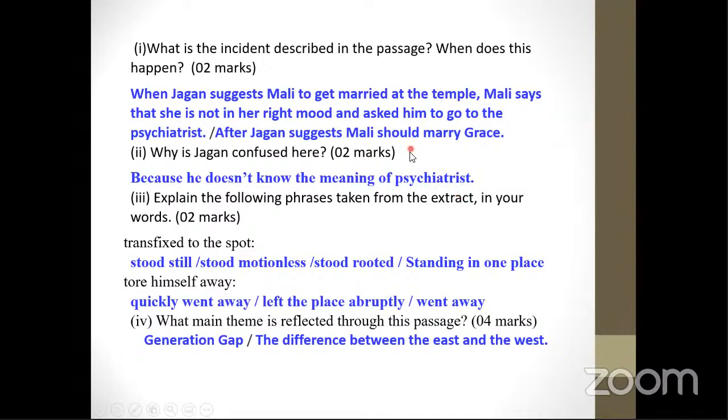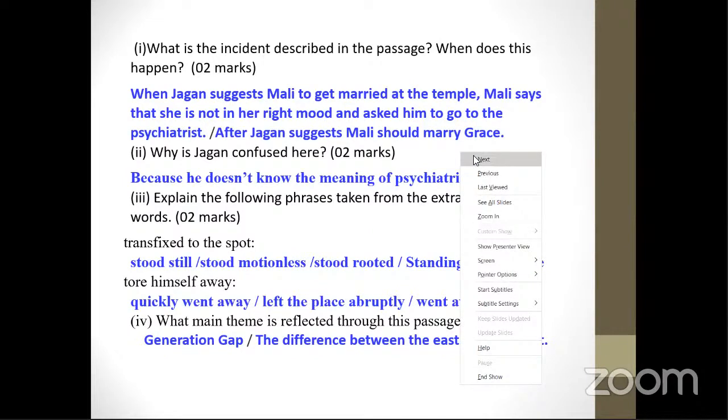When you are reading the novel, please highlight the things. What points are going with themes? What points are going with qualities of people? Jagan, Mali, Cousin, Grace, Ambika, all the characters you have to see. Mostly we have taken these things from the conversation of the two main characters or the cousin.